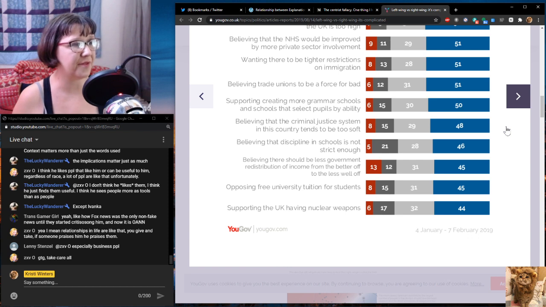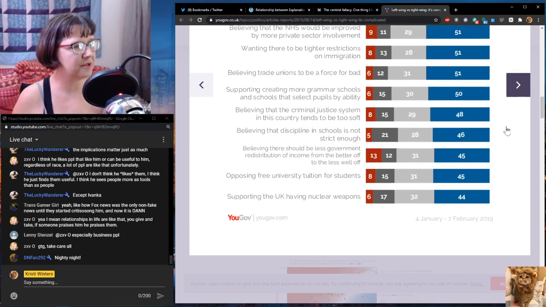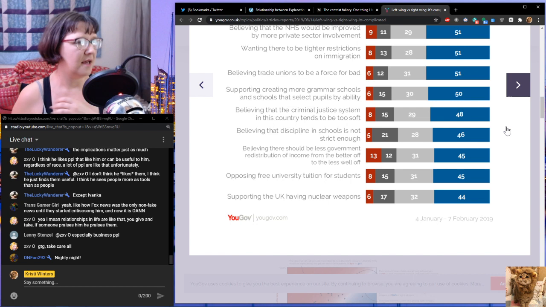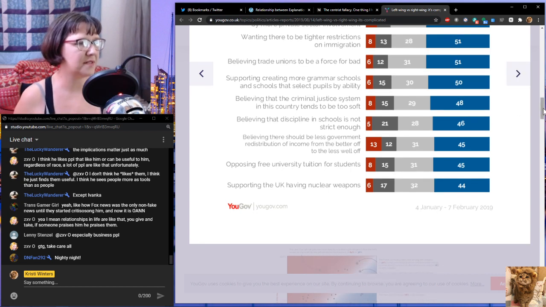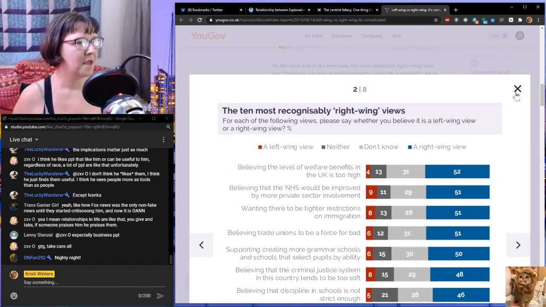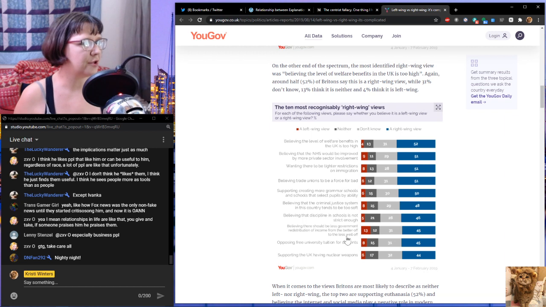Believing discipline in schools is not strict enough. Again, less than half thought that was a right-wing view. Believing there should be less government redistribution of income, 13% thought that was a left-wing view. Crazy. 45% thought it was right-wing. Opposing free tuition at universities for students, 45%. And supporting the UK having nuclear weapons, it was the lowest at 44%.